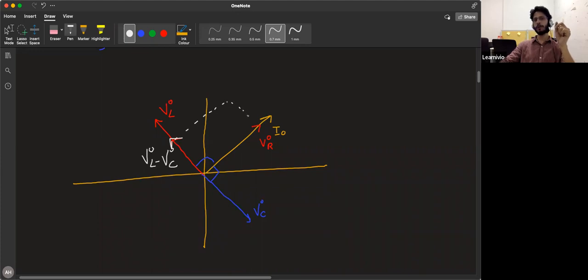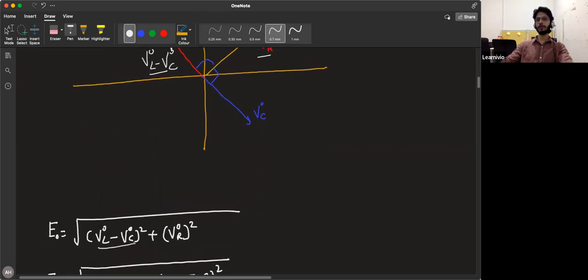Yashika, what is the angle between V naught L minus V naught C and V naught R? Sir, 90 degrees. So if you have two vectors which are at 90 degrees, what's the formula for the resultant? If you have two vectors A and B at 90 degrees, how do we calculate the resultant? It'll be A square plus B square plus 2AB cos 90, and cos 90 is 0. So it will be just A square plus B square. That's my vector A and that's my vector B. So the net EMF is the square root of (V naught L minus V naught C) square plus V naught R square. This is the parallelogram law: the resultant is root over A square plus B square if your vectors are perpendicular.